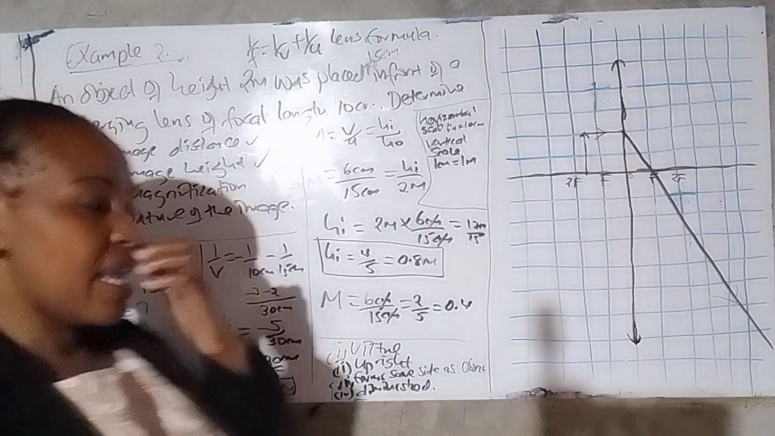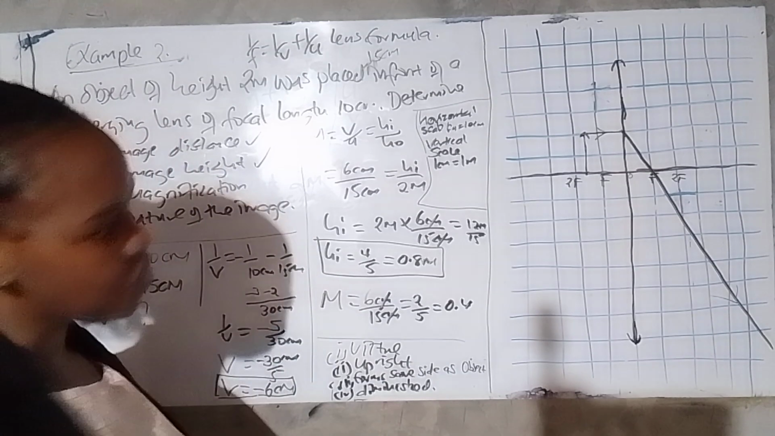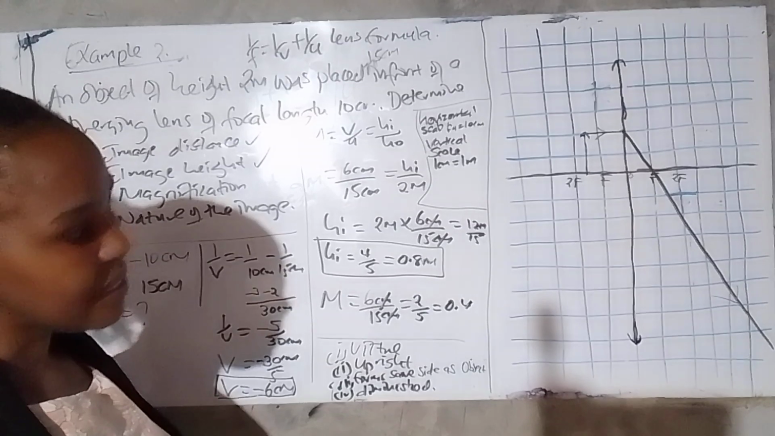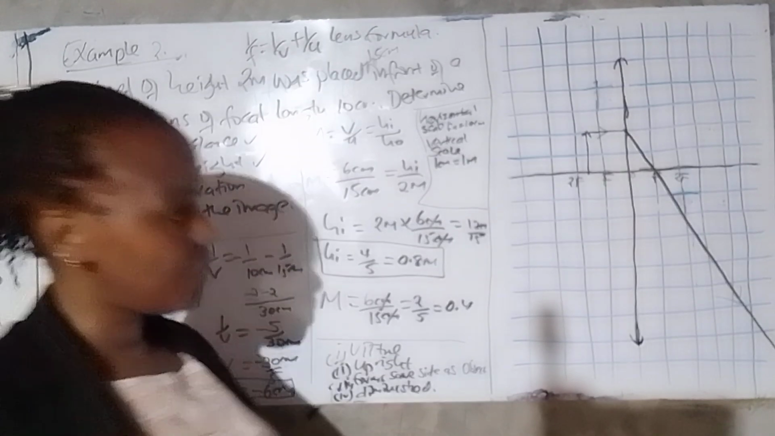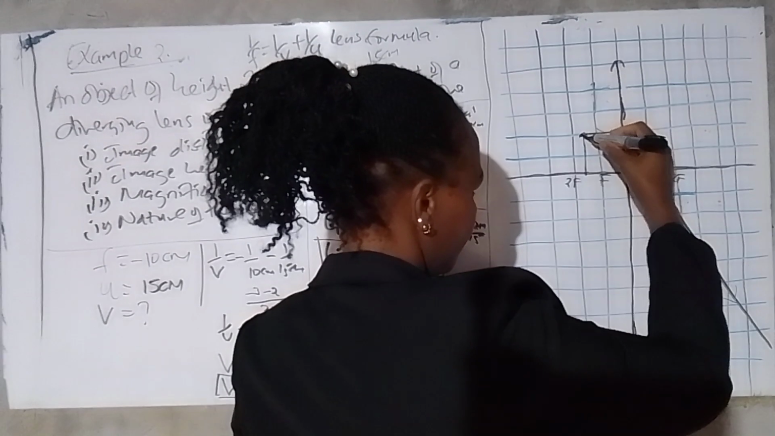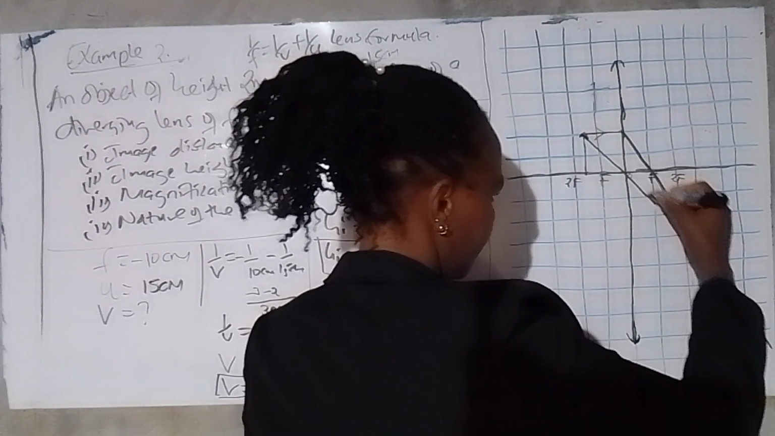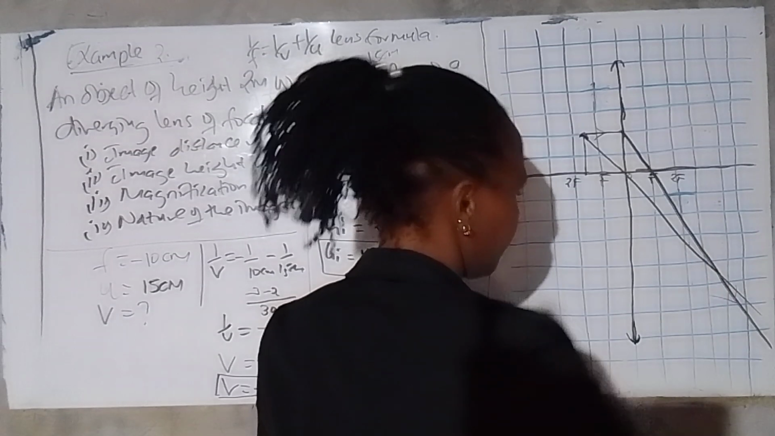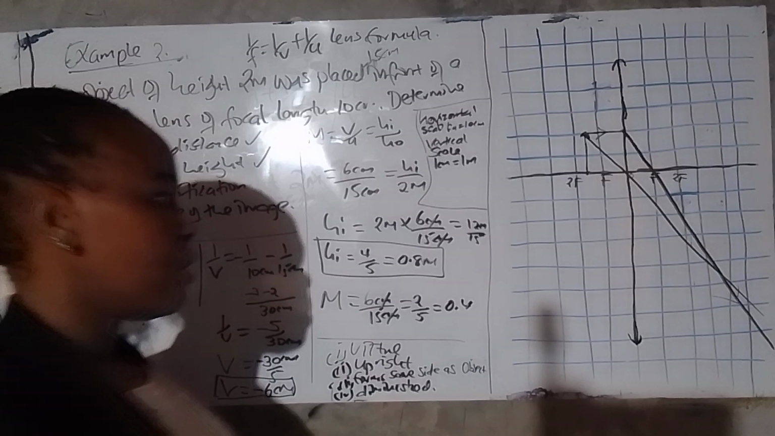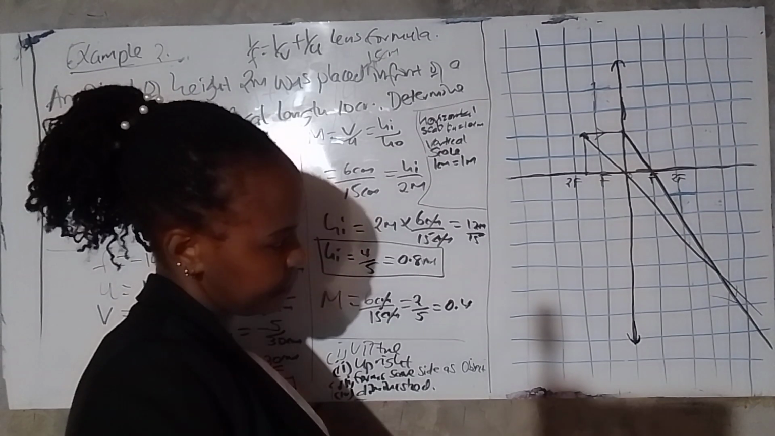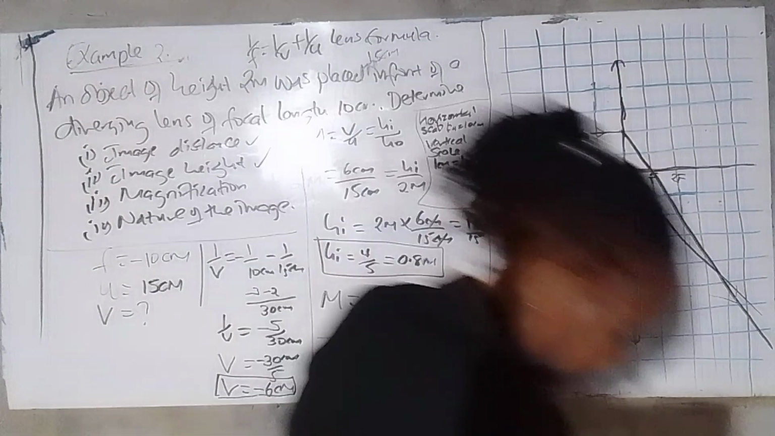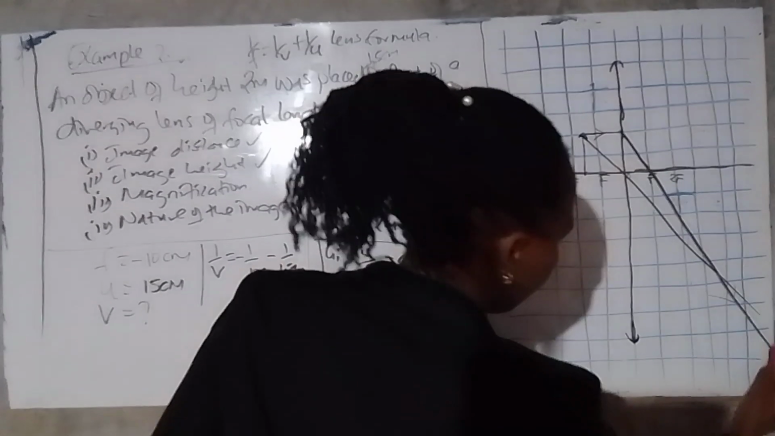Okay, so now the other ray is the ray that strikes the lens, passing through the optical center, and that one we said should pass undeviated. So we have this. Something like that. Okay, now where the 2 rays meet, that is where we form our image. That is where we form our image. I think that one is very correct.